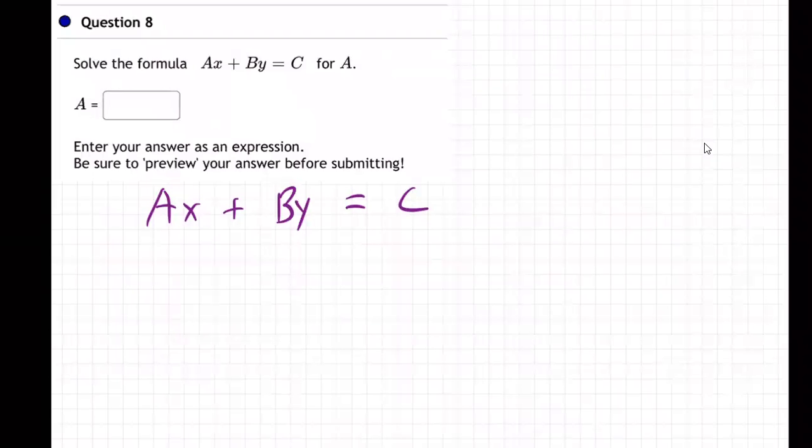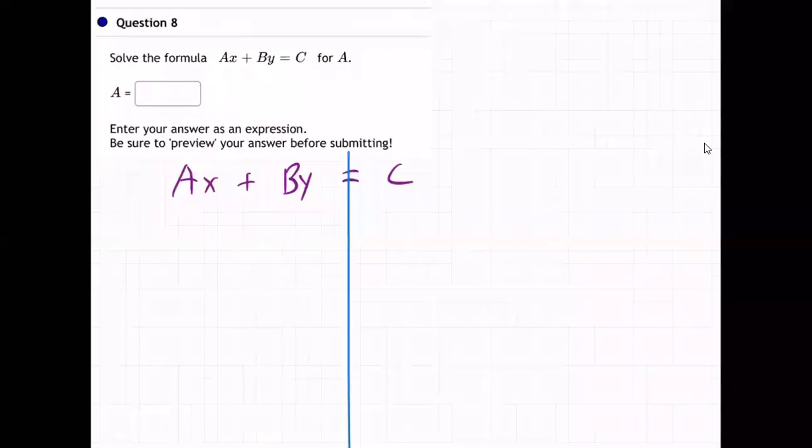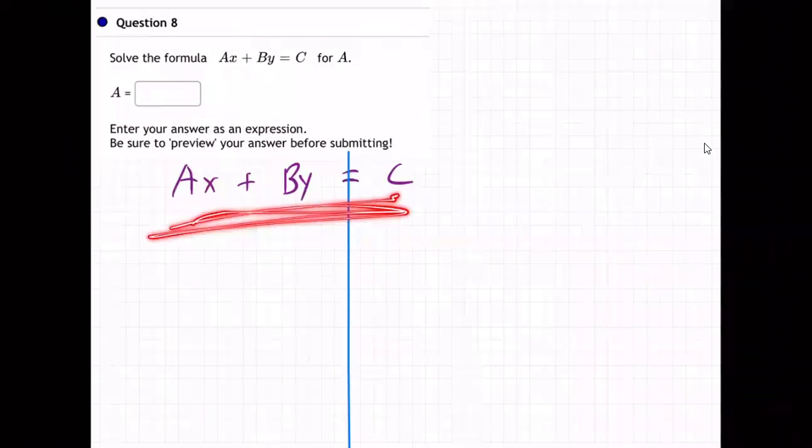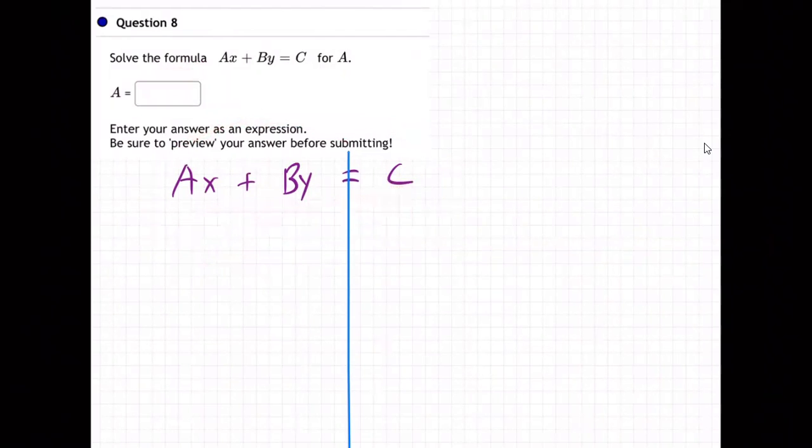Okay, so on this question, let me put in the wall of separation here. The equal sign is separating the left side and the right side. So we're dealing with a formula, meaning we have lots of letters, not just one letter, not just X and a bunch of numbers, but actually a whole bunch of different letters. And they can pick any letter to ask us to solve for. They're asking us to solve for A. It wants to get the A alone.